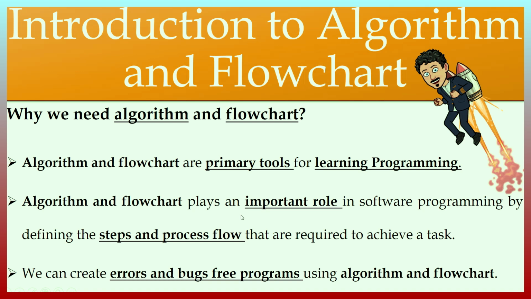Why? Algorithm is used to define the steps that are involved in achieving a task, and flowchart explains the flow or process of a program. So algorithm and flowcharts are very important in programming. We can create error-free and bug-free programs using algorithm and flowchart. If your algorithm and flowchart are very clear, then your program will be error-free and bug-free.